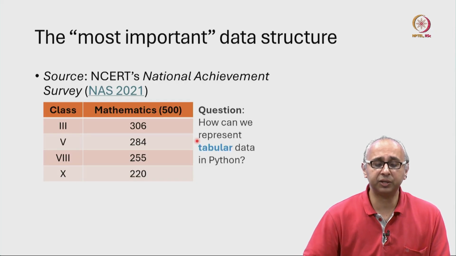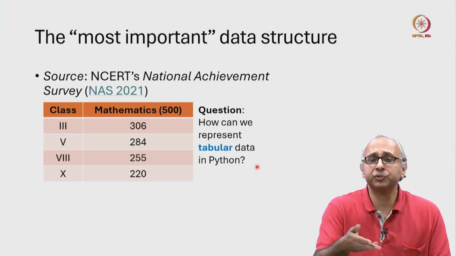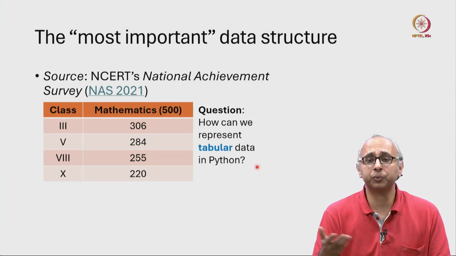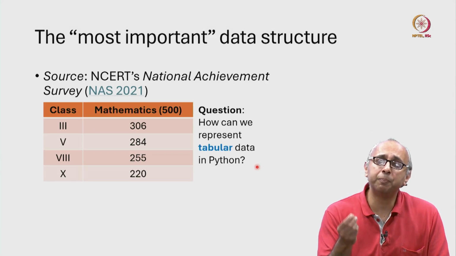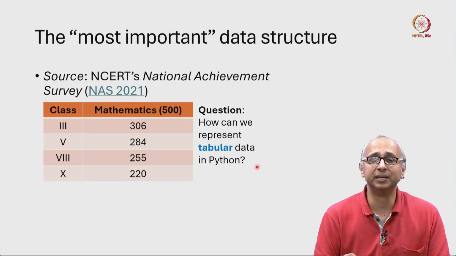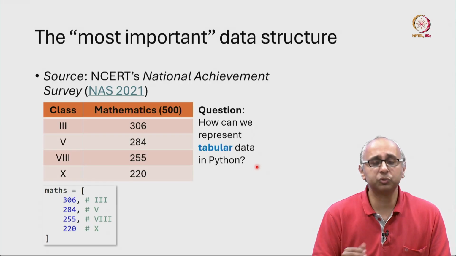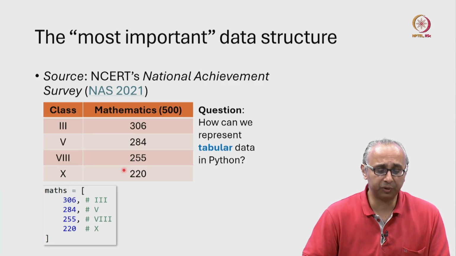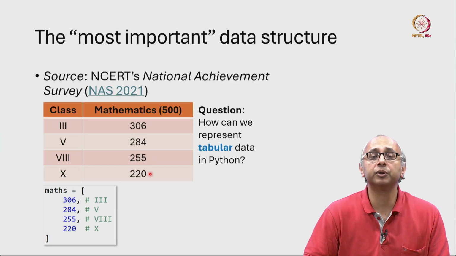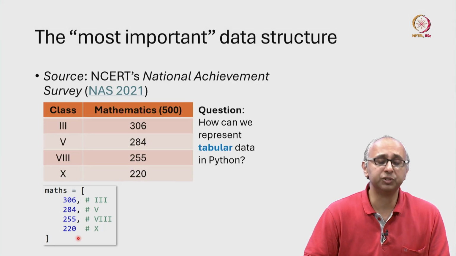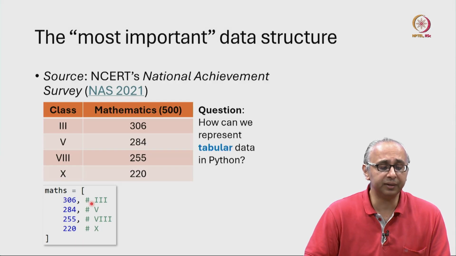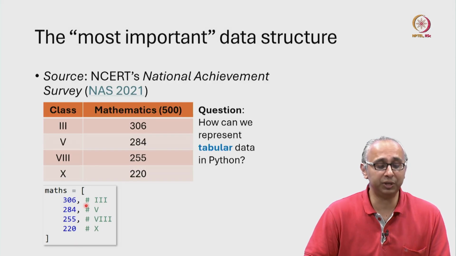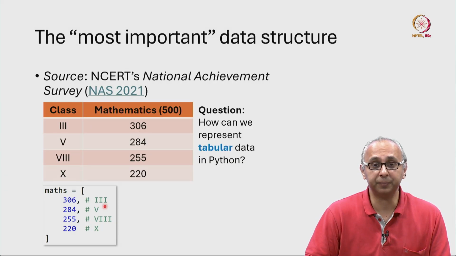So the question I'd like you to think about is, there's lots of such data that we might want to process. Now, how can we represent tabular data in Python? Well, one answer is to represent it as a list. After all, the data is basically a bunch of numbers. So I have a list of integers. I've put here some comments next to each number to remind me which number is corresponding to which grade.